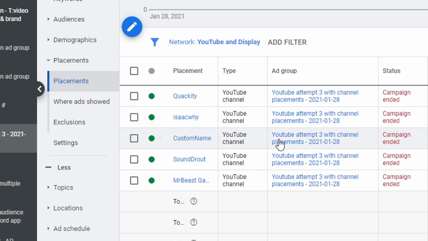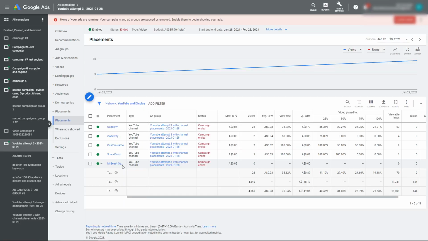YouTubers' channels. These were Quackity, Isaac Y, Custom Name, Soundroute, and Mr. Beast Gaming. Mr. Beast Gaming is a little bit of the odd one out, but he does use Discord for his audience's challenges, so I figured I might give it a try.